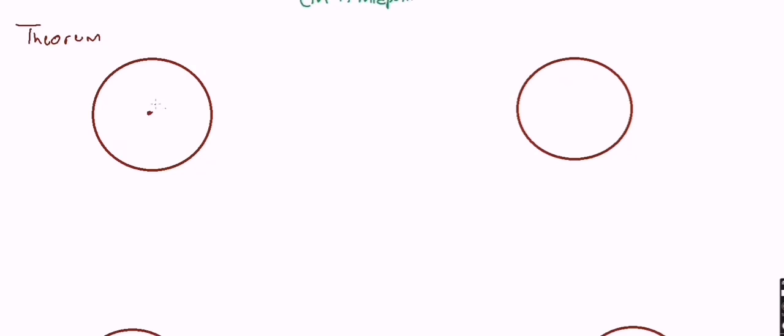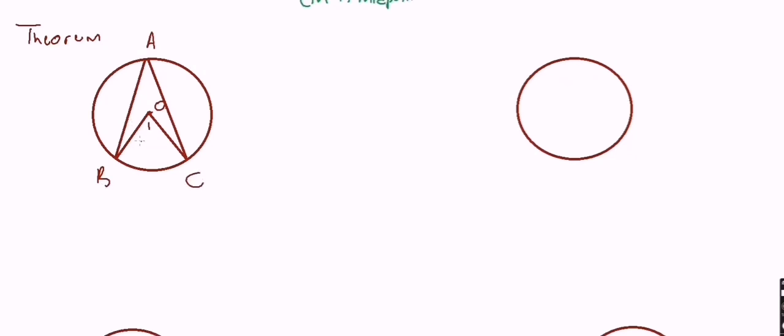I will call my center O. So the theorem is straightforward. It says if I've got a center and an arc, then the angle at center will be twice that at the circumference. Let's suppose that the angle is O1, and then this is A, B, C.